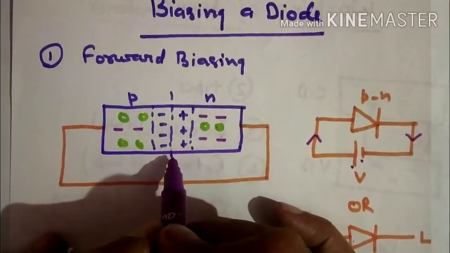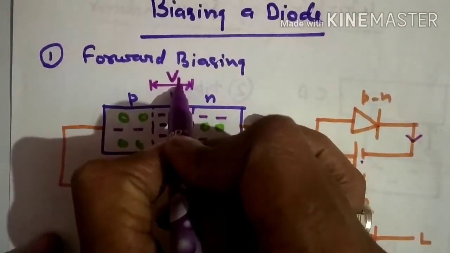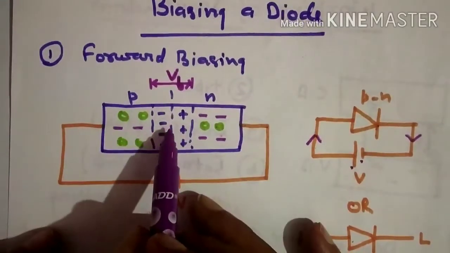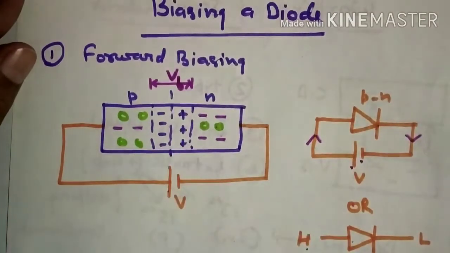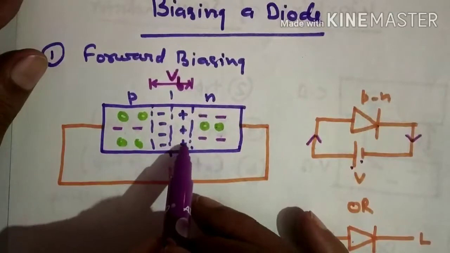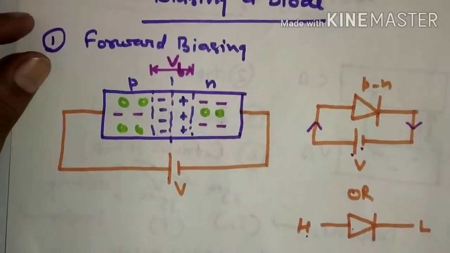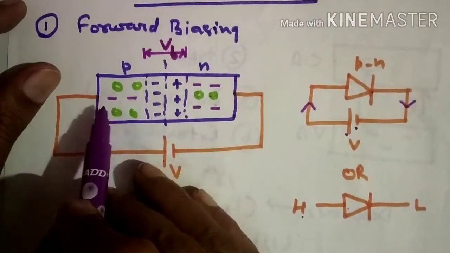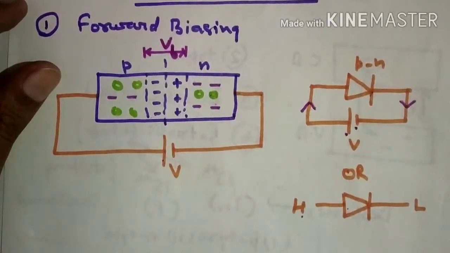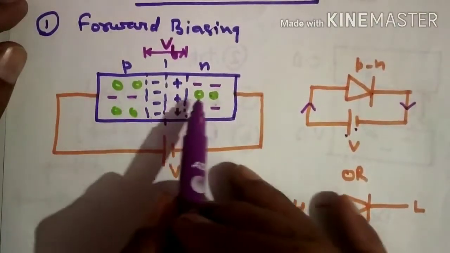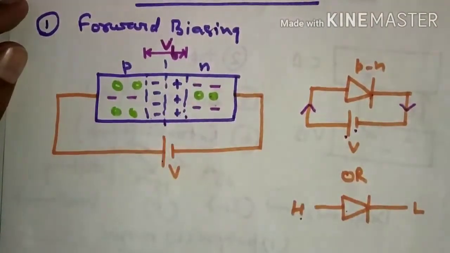The barrier potential, V_B, B for barrier. This is the barrier potential developed across the depletion layer, and its name is barrier because due to the development of this potential difference across the depletion layer, the current carriers from N region to P region or from P region to N region stop all type of diffusion, and we say the current is stopped, there is no current, or we say the equilibrium, the net current is 0.